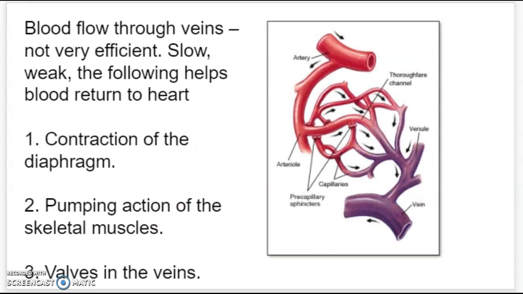So in the veins, it's not very efficient because it doesn't have that muscle like the heart behind it to return the blood. What's going to help is contraction of your diaphragm, located right below your lungs or your rib cage. Also, your skeletal muscles will help return some of that blood, and those valves in your veins are there to prevent the backwards flow.